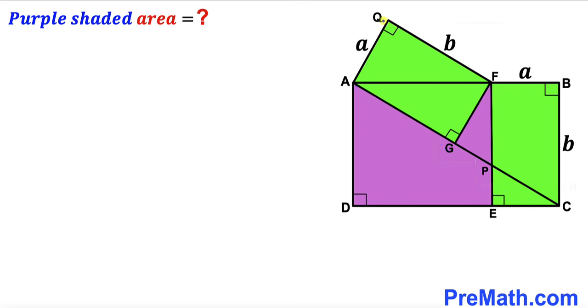Moreover, the side length of this green rectangle is lowercase a, and likewise the side length of this identical green rectangle is lowercase a as well, while the other side length of this green rectangle is lowercase b, and the other side length of this identical green rectangle is lowercase b as well. And now our task is to calculate the area of this purple shaded region, this area and this area combined.